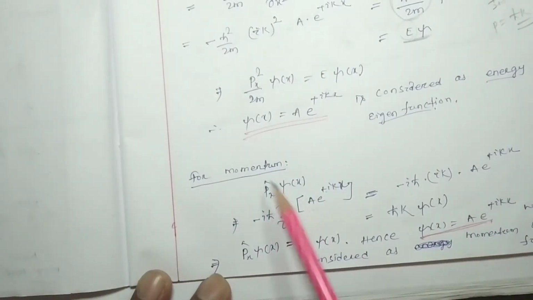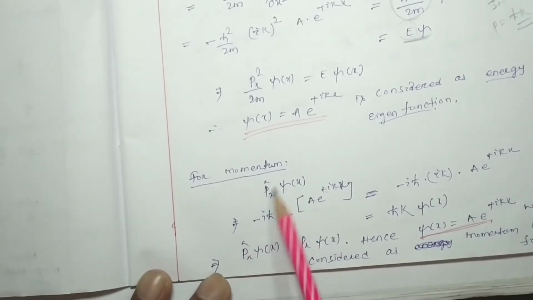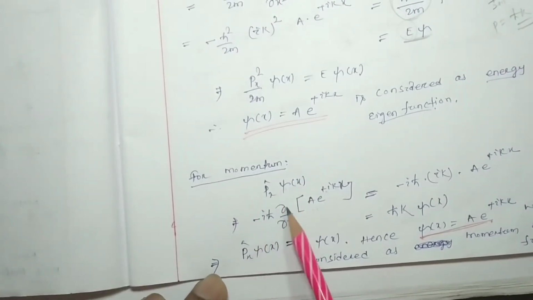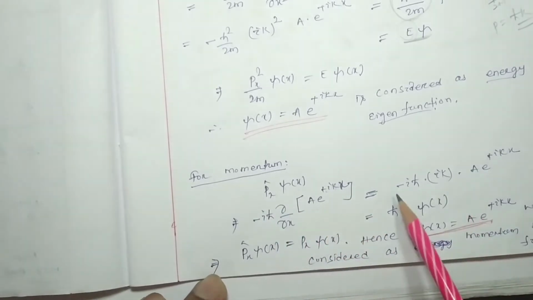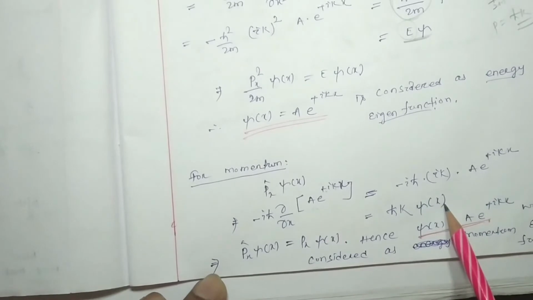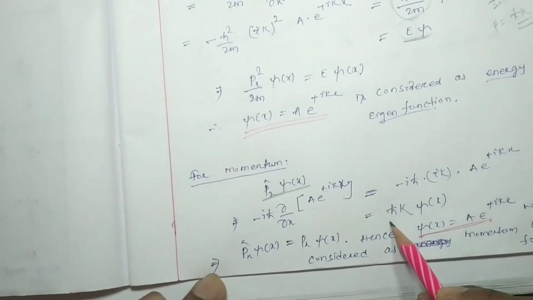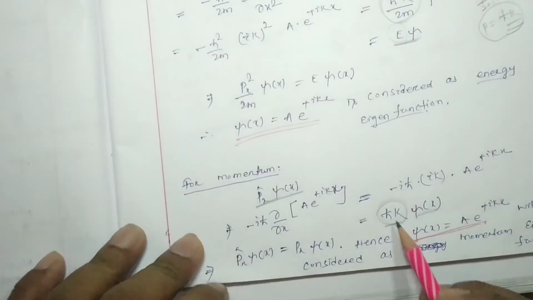Okay, now for the momentum we are going to check. So Px cap psi x will be written as Px cap, the operator, which is nothing but minus i h cross del by del x, the momentum operator, acting on a e to the plus ikx. So here it will be minus i h cross ik, derivative of this one, a e to the plus ikx, which will be equal to h cross k psi x. So here Px cap psi x we found h cross k psi x. h cross k is nothing but the dimension of the momentum. So this is the momentum eigenvalue.